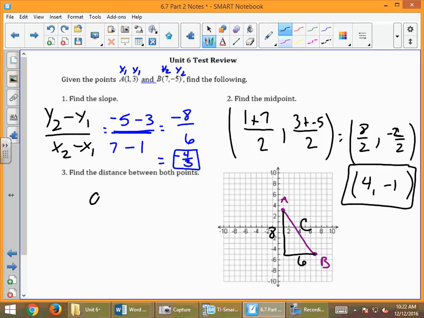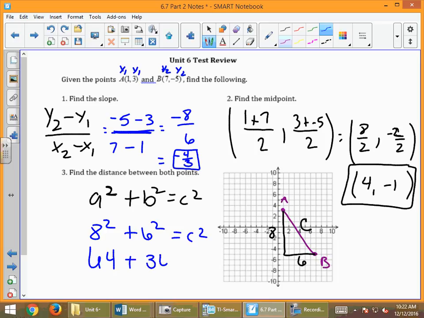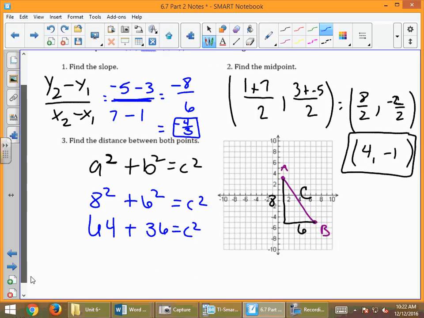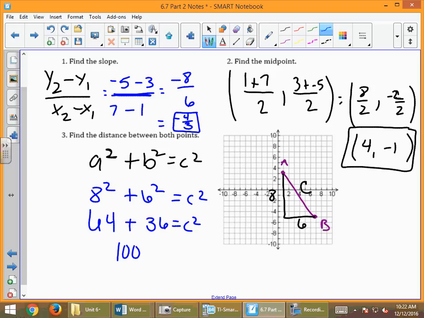Okay, just plug those into your Pythagorean theorem. So it would be 8 squared plus 6 squared equals C squared. What is 8 squared? 64. What's 6 squared? 36. And 64 plus 36 is 100. What do you have to do to both sides? Square root. Square root of 100 is 10. So the distance of that segment is 10 units.